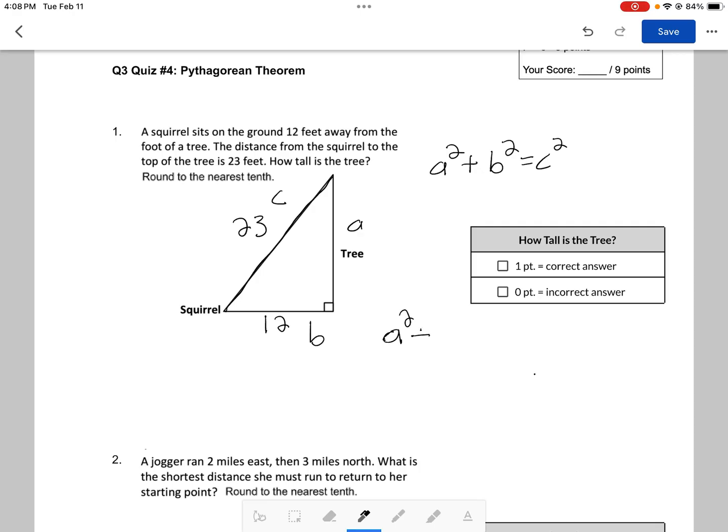So A squared plus my B squared, or 12 squared, and then set it equal to my hypotenuse, which is 23 squared. All right, bring down my A squared plus, I know 12 squared is 144. I don't have 23 squared memorized, so we can type that into our calculator. And we get 529.